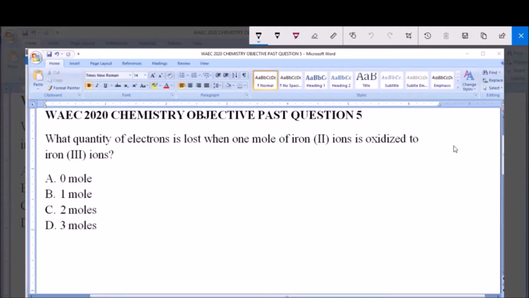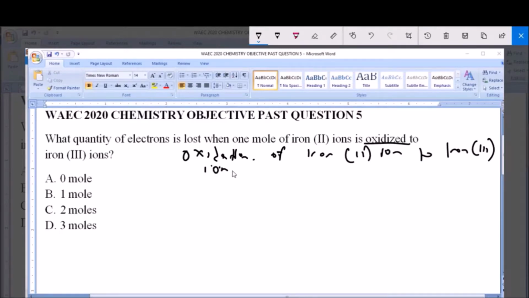Hello and welcome. I'm going to be answering WAEC 2020 Chemistry Objective Past Question 5. What quantity of electrons is lost when 1 mole of iron 2 ions is oxidized to iron 3 ions? A. 0 mole, B. 1 mole, C. 2 moles, D. 3 moles. So what we are looking at here is the oxidation of iron 2 ions to iron 3 ions.